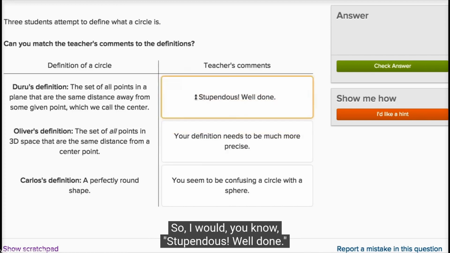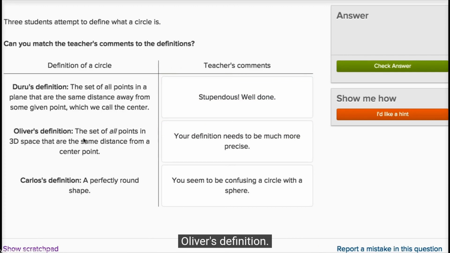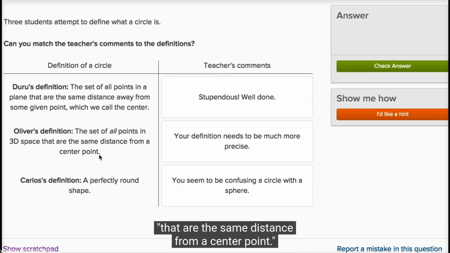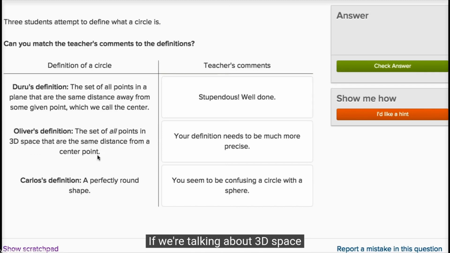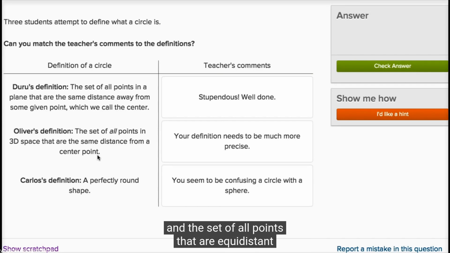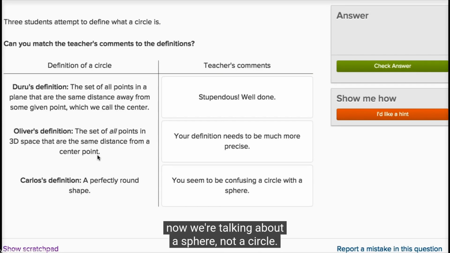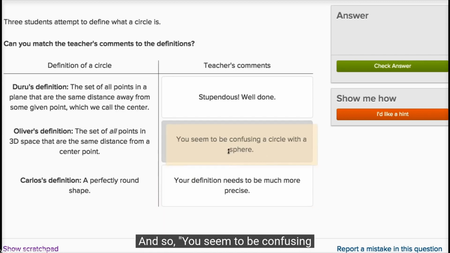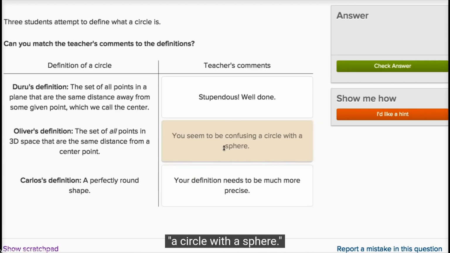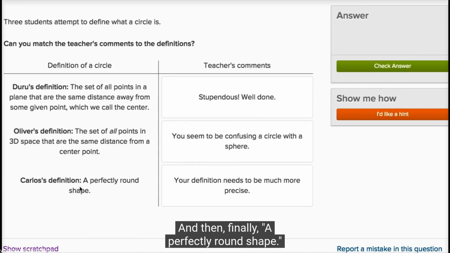So stupendous, well done. Oliver's definition: the set of all points in 3D space that are the same distance from a center point. Well, if we're talking about 3D space and the set of all points that are equidistant from that point in 3D space, now we're talking about a sphere, not a circle. And so you seem to be confusing a circle with a sphere. And then finally, a perfectly round shape.